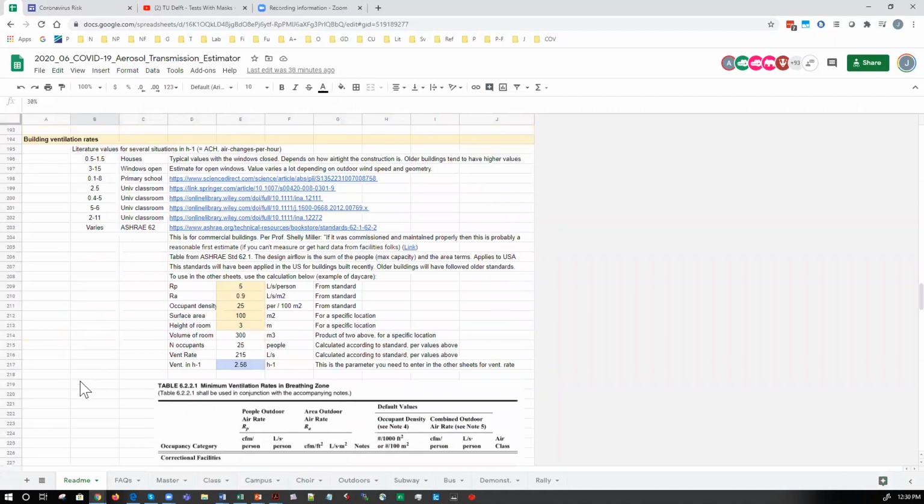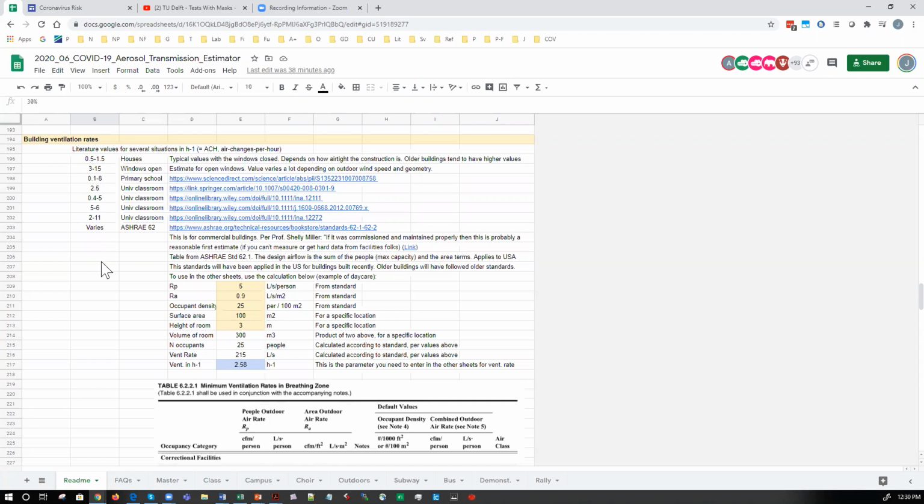The building ventilation rates. Okay, so for a house, I would use 1 per hour. If it's a modern, very airtight house, maybe half per hour. If it's a house that's leaky, maybe 1.5 per hour. If you have the windows open, if there is no wind, maybe 3. If there is a lot of wind, maybe 15. You know, something in between. And these are values from classrooms.